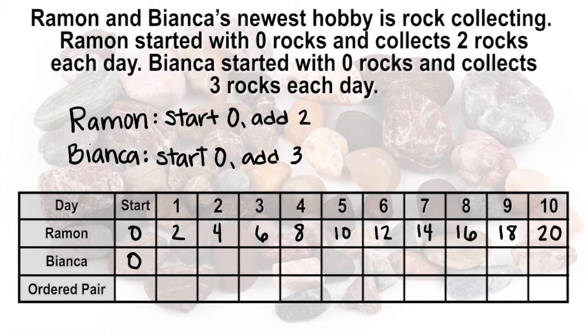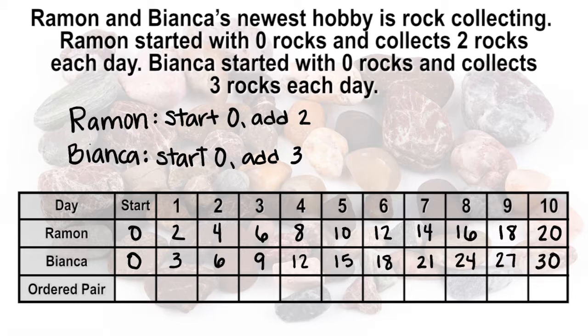Let's fill in Bianca's pattern. Each day she adds on 3. 0 plus 3 is 3. She will have 3 rocks on day 1. For day 2, she will have her 3 rocks from day 1 plus 3 more. 3 plus 3 is 6. Day 2, she will have 6. The pattern is counting by 3s. Continue counting by 3s until day 10.